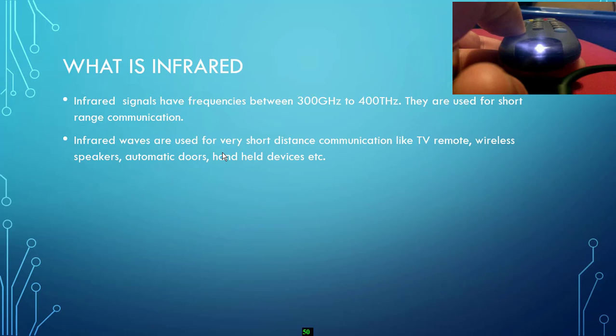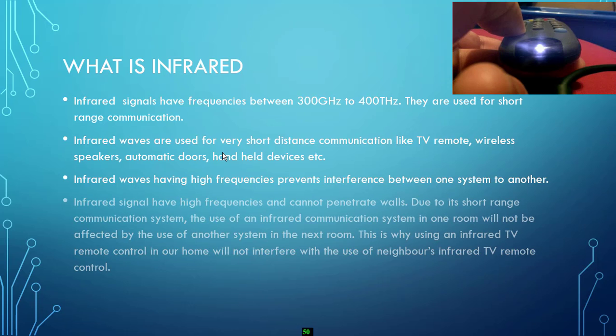Infrared waves are used for very short distance communication like TV remote, wireless speaker, automatic doors and handheld devices. Infrared waves having high frequency prevent interference between one system to another. Means infrared waves have a high frequency. The benefit is waves are smaller. It cannot interfere with one system to another system.